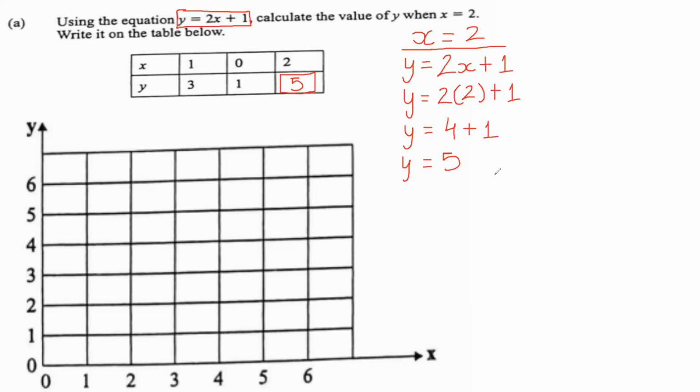Thank you. Angel, where's Angel? Angel, are you there? Where's Angel? Chai, where's Chai? Yes, sir. You understand how we got y is equal to 5? Yes, sir. Explain how we got that. Go ahead, Chai. Explain how we got y is equal to 5.